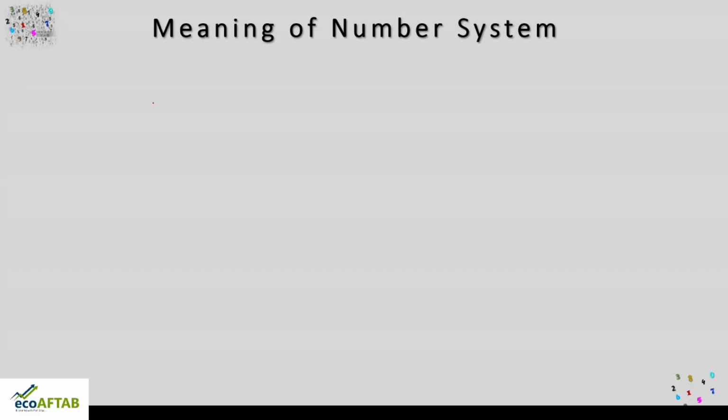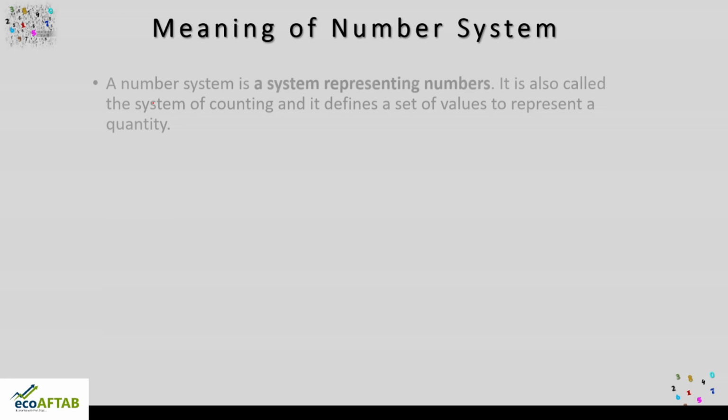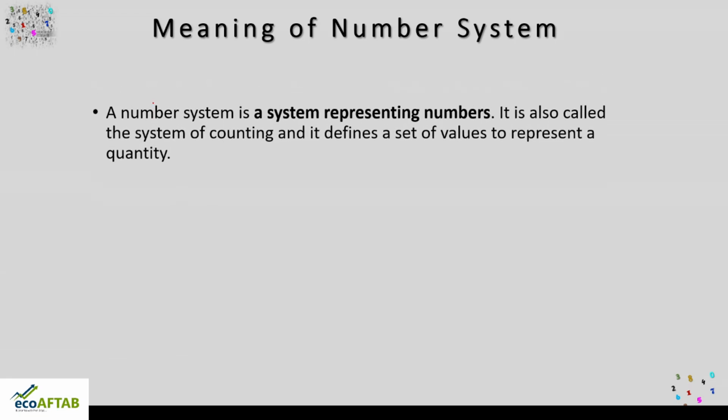Now moving ahead, when we speak about number system, what actually is a number system? A number system is a system representing numbers. It is also called a system of counting, and it defines a set of values to represent a quantity. Earlier, how were the numbers done, friends? The numbers were counted something like this. People used to count the numbers like this. So they used to give the markings.